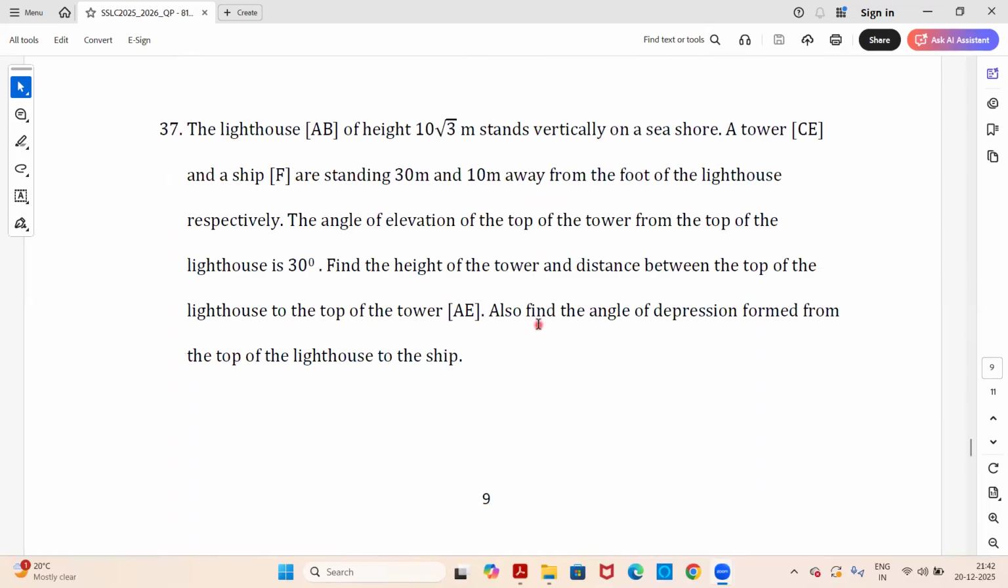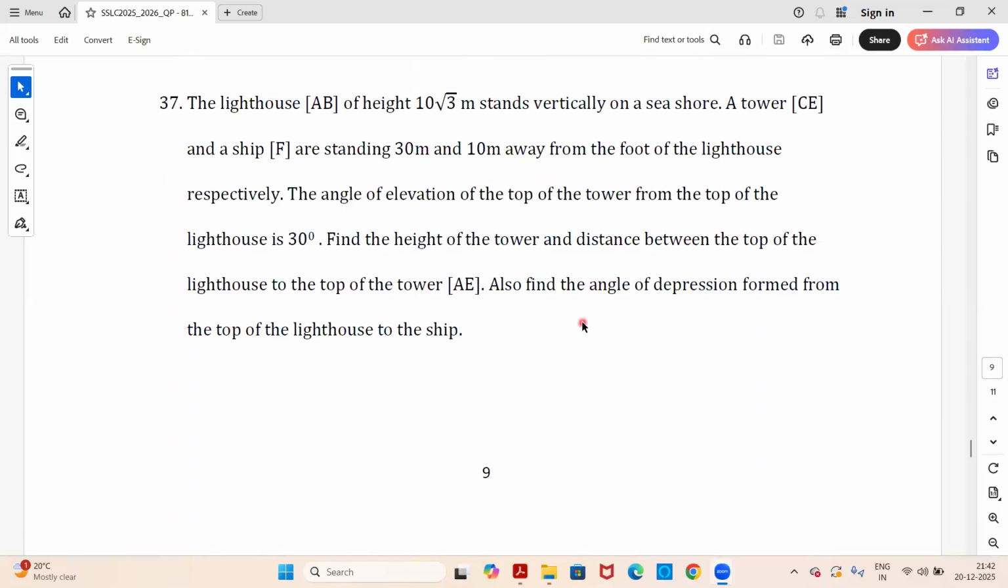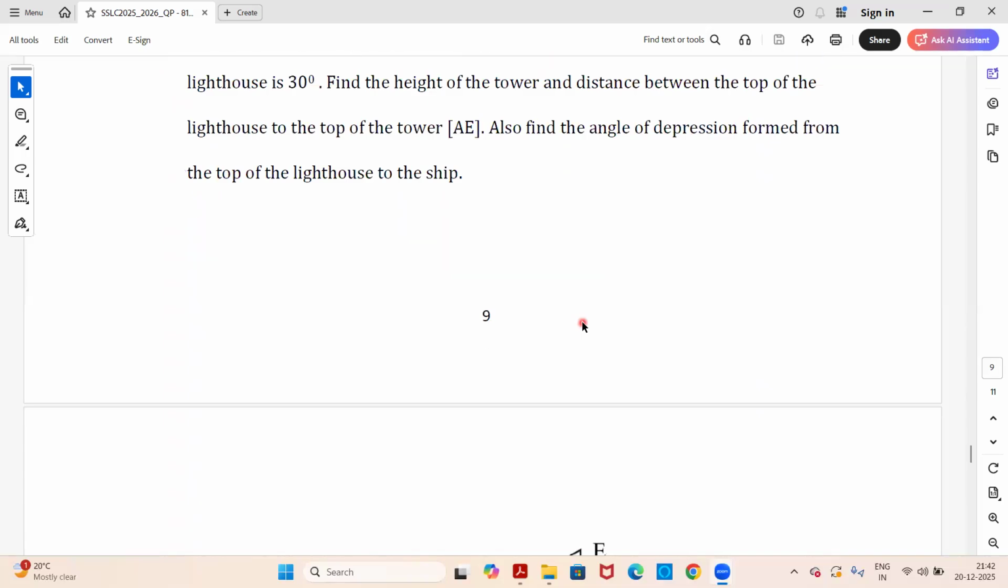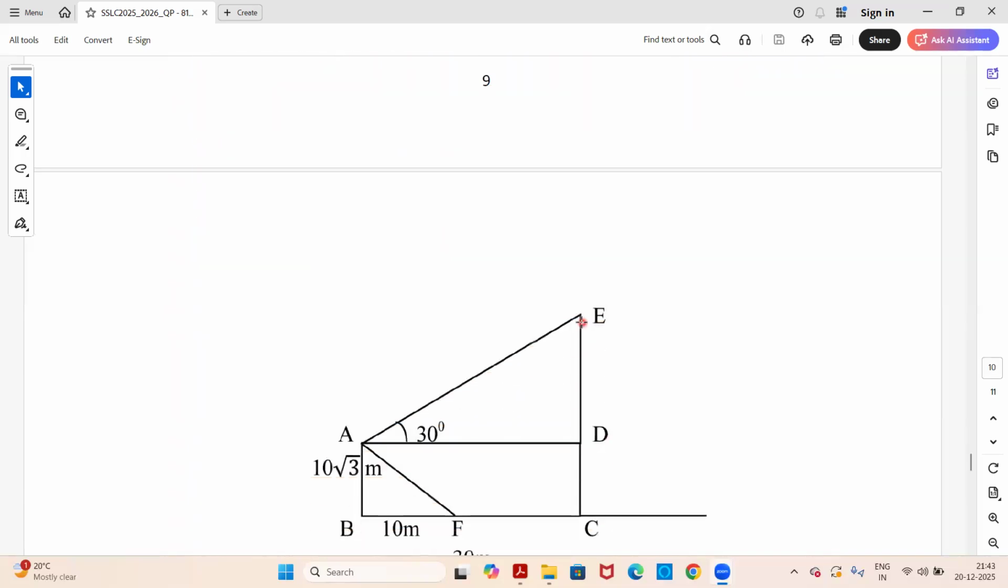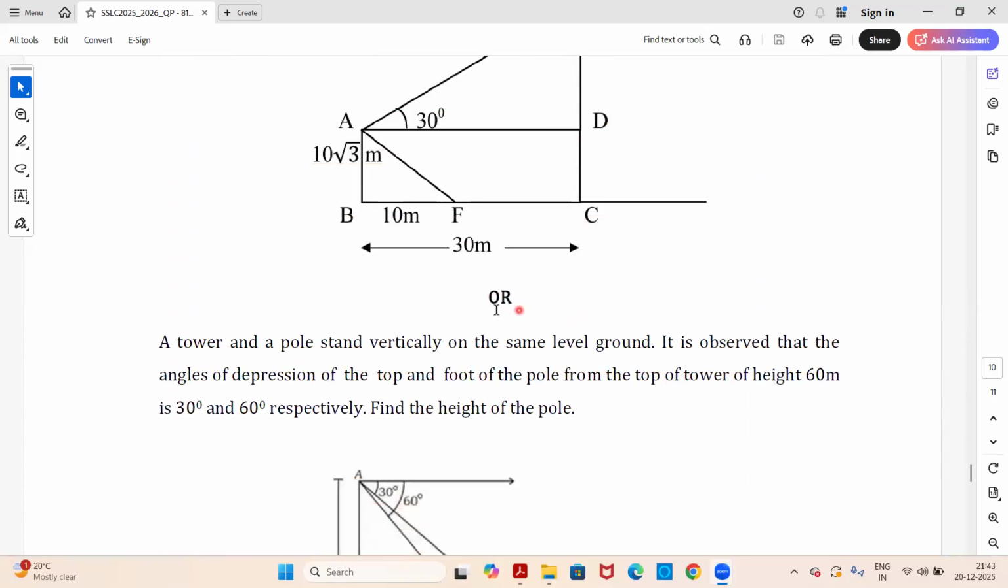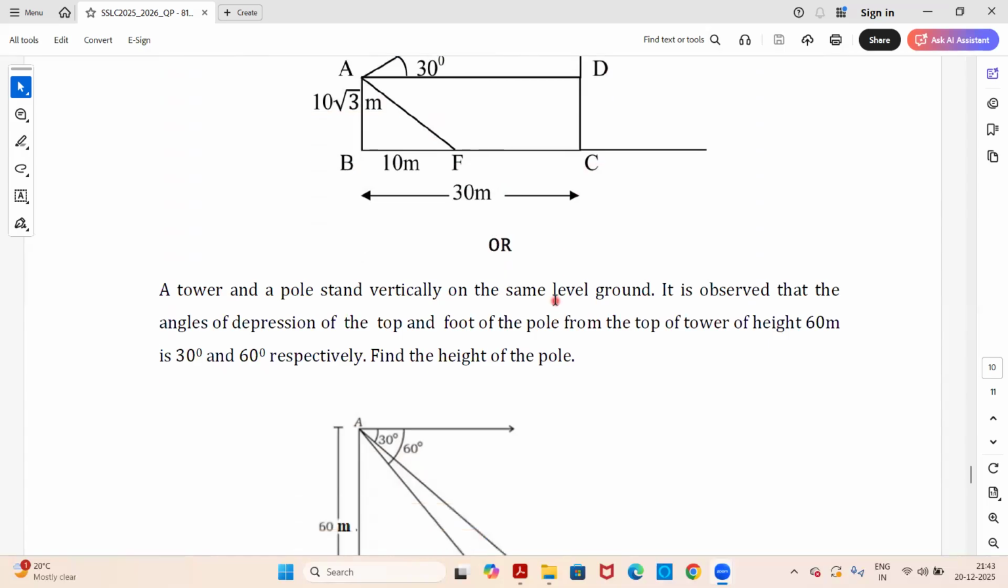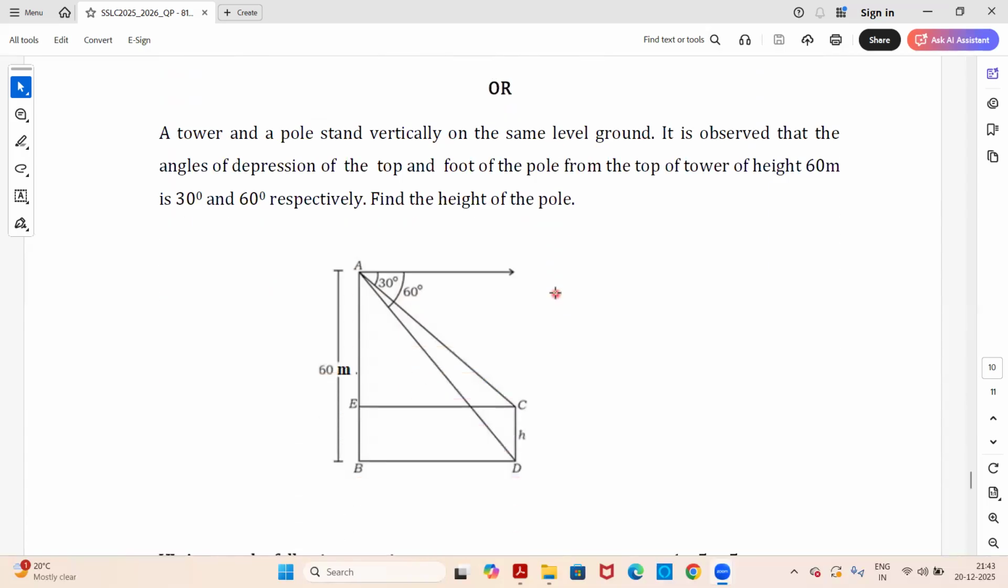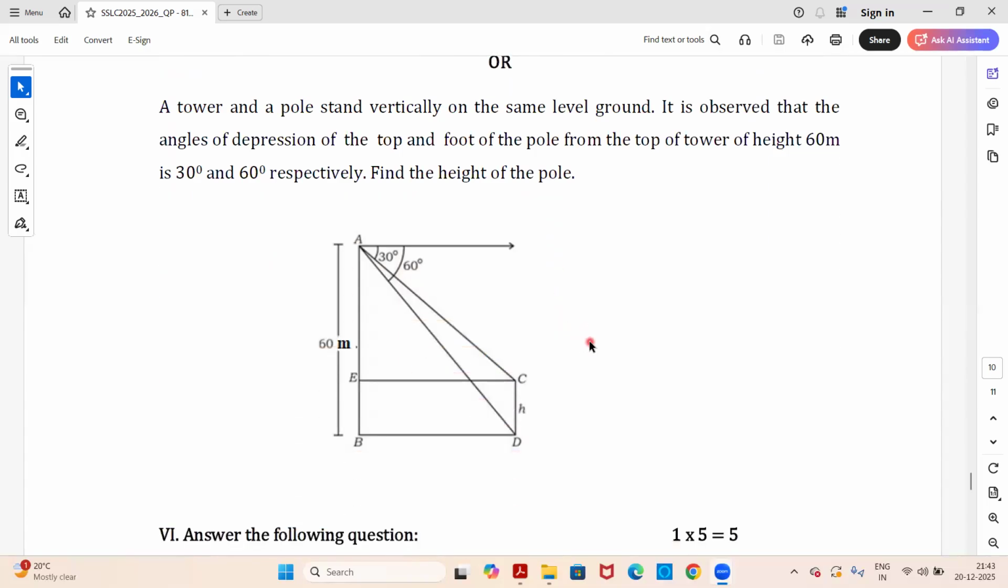And then you have 37th question. It has an option in it. 37th question has an option. This is a diagram for it. And the second question is here. It has its diagram here, figure over here.